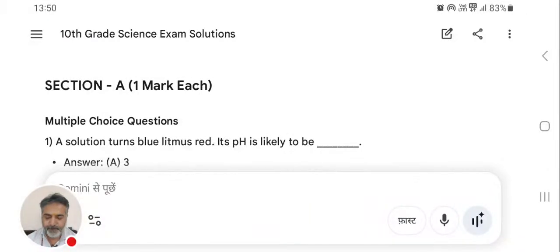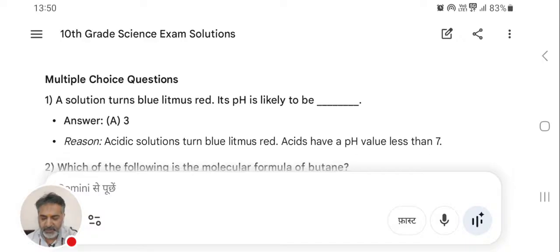Question number 1. A solution turns blue litmus red. The pH is likely 3. Answer 3 is the right answer. So an acidic solution turns blue litmus red. Acids have a pH value less than 7.